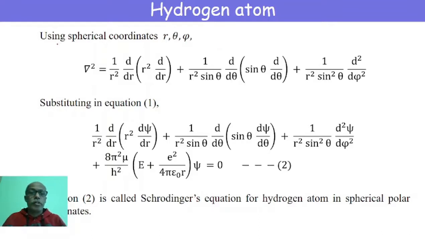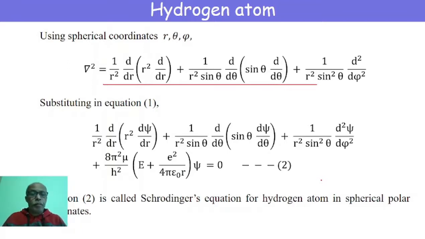If we substitute for grad square in equation 1, it becomes 1 by r square d by dr of r square d psi by dr plus 1 by r square sin theta d by d theta of sin theta d psi by d theta plus 1 by r square sin square theta d square psi by d phi square plus 8 pi square mu by h square into E plus e square by 4 pi epsilon naught r of psi equals 0. I call this equation 2.